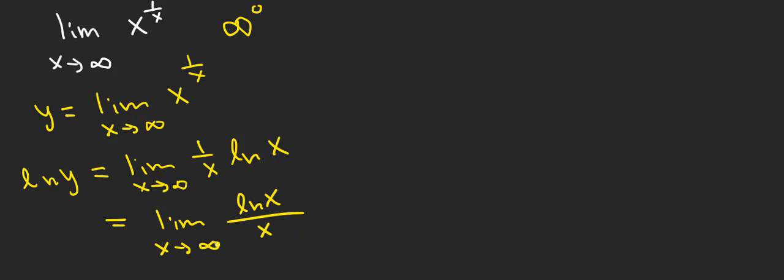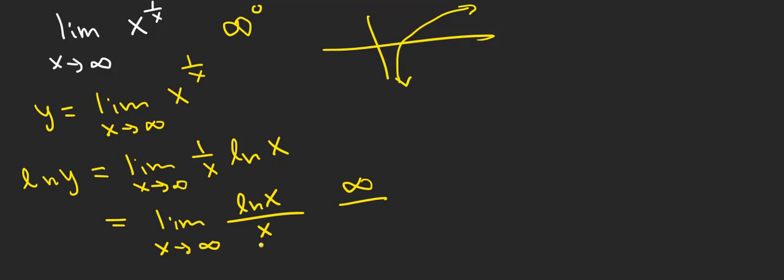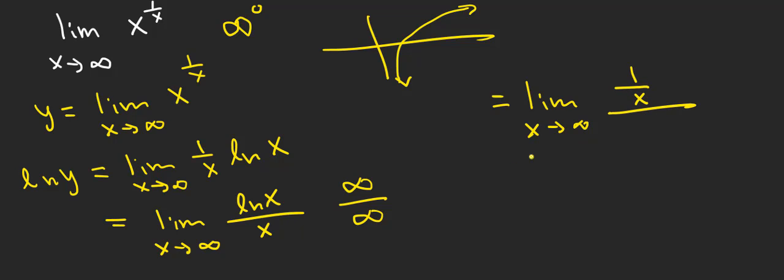So what happens as x goes to infinity? Well, think about the graph of natural log of x again. As x goes to infinity, what's the y value approaching? It's approaching infinity very slowly, isn't it? But it still goes to infinity on top. What about the bottom? As x goes to infinity, x also goes to infinity. So this is infinity over infinity, which means we could apply L'Hopital's rule. So you get the limit as x goes to infinity. Derivative of natural log of x is 1 over x. And derivative of x is 1. So this is the same thing as 1 over x.